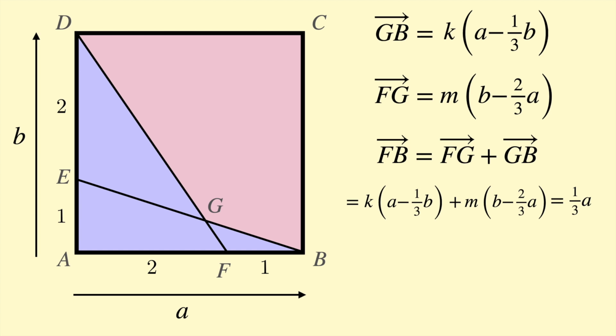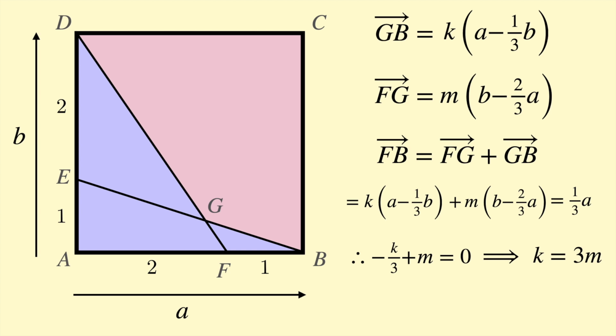Well, first note that FB has no B vector, or it's 0B, right? It's just a horizontal line. So the coefficients of B in this equation must sum to 0. So expanding those brackets, we would have K multiplied by negative 1/3, and then plus M, they're the coefficients of B, they must sum to 0. So summing the coefficients, we get negative K on 3 plus M equals 0. Rearranging, multiplied by 3, add K to the other side, we get K equal to 3M.